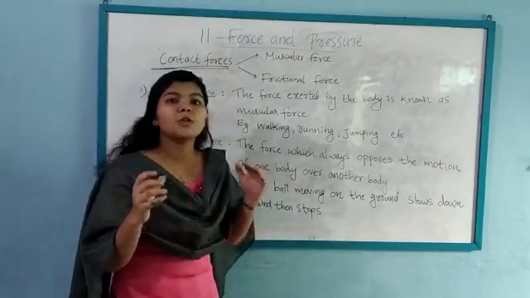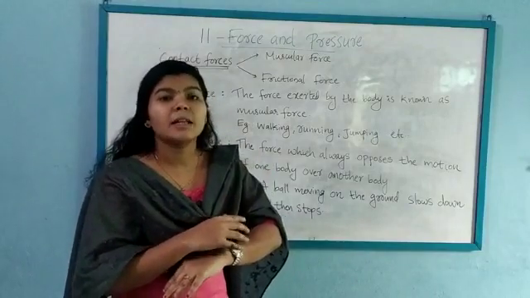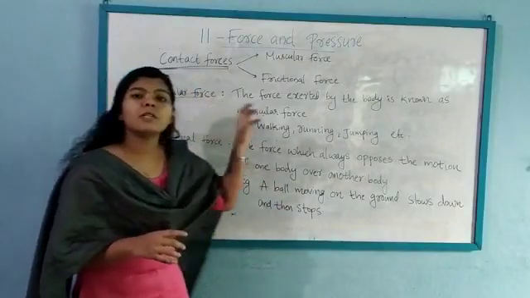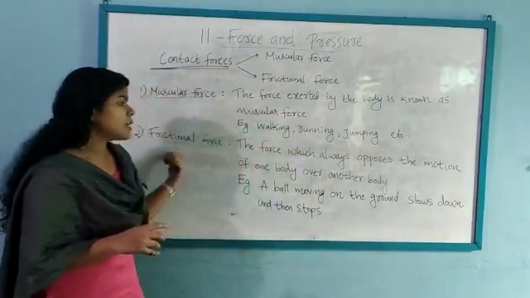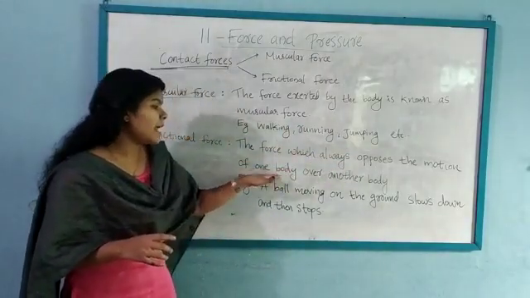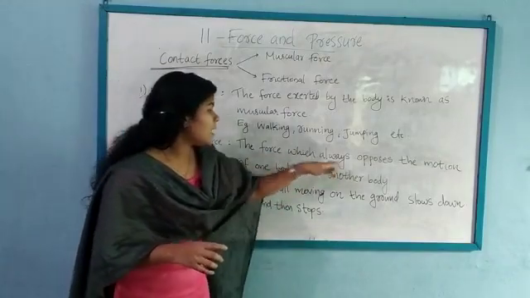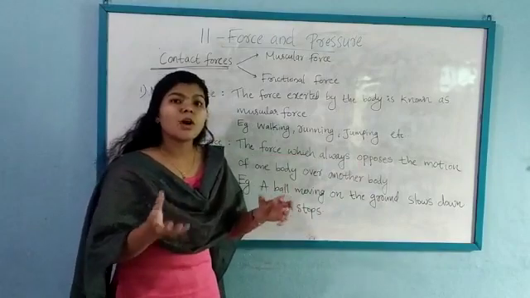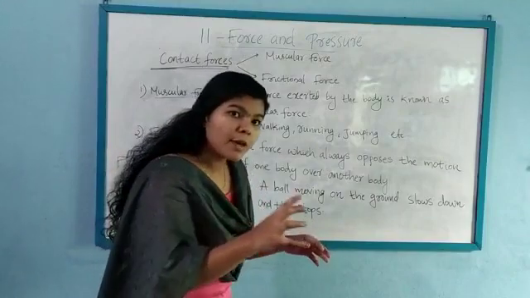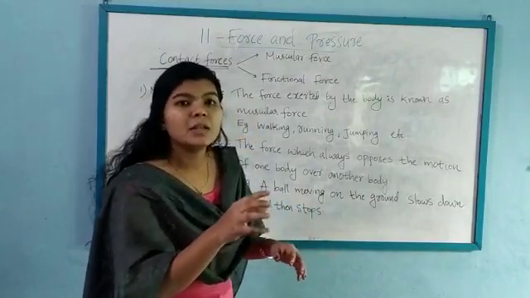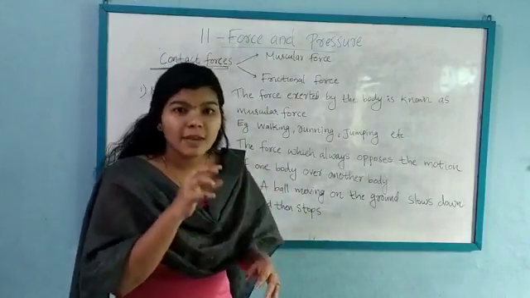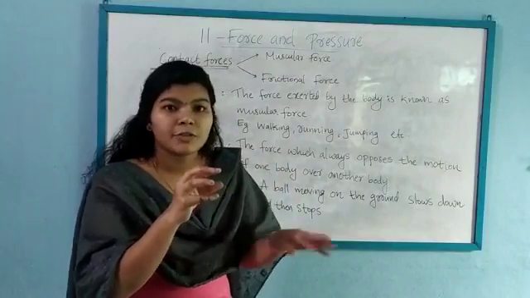Contact force means there should be a contact with each other, or there is a physical touching between two bodies. Muscular force means the force exerted by the body, and frictional force means this force always opposes the motion of one body. Here in the case of the moving ball, frictional force opposes the motion of the ball. That's why it gradually slows down and stops. And there is a frictional force acting between that ball and the surface of the ground.